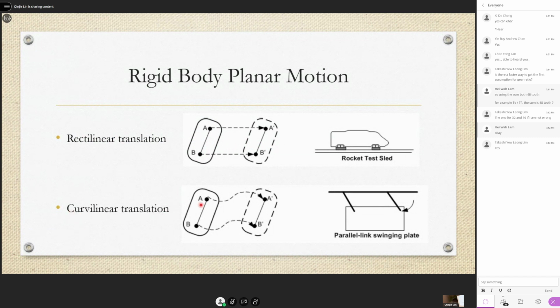Then curvilinear translation means you also move the items without rotation, but you will have some curves to it. It may not be in a circle, okay? There's some curves to it. For example, if you have this plate swinging, because it's tied to here, you will see this whole plate swing left and right with some sort of circular motion. So as long as there is a curve, it's a curvilinear translation.